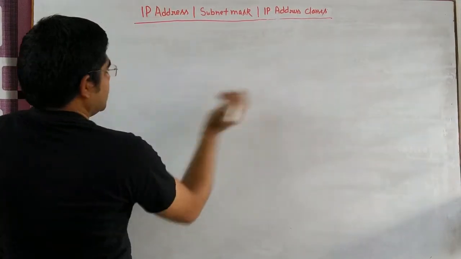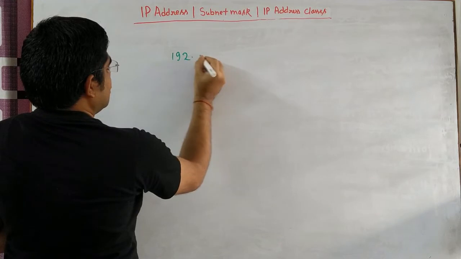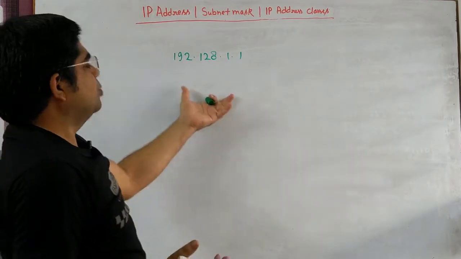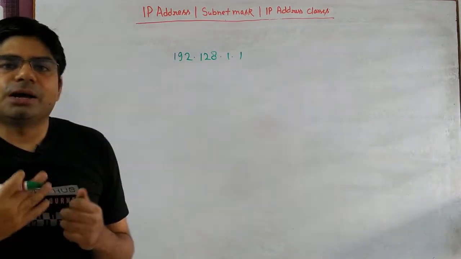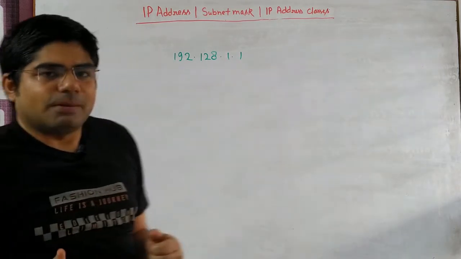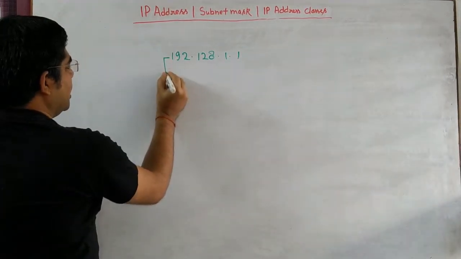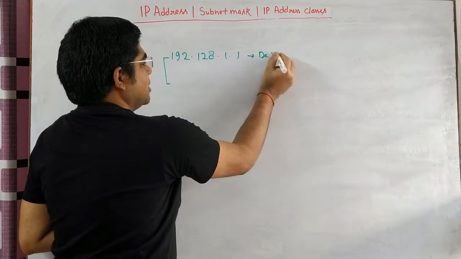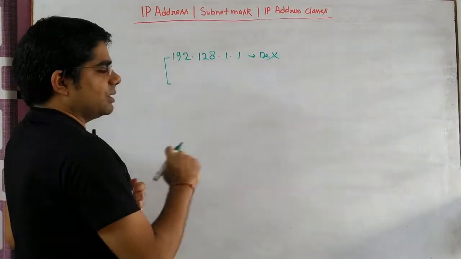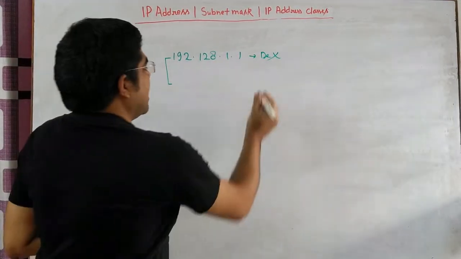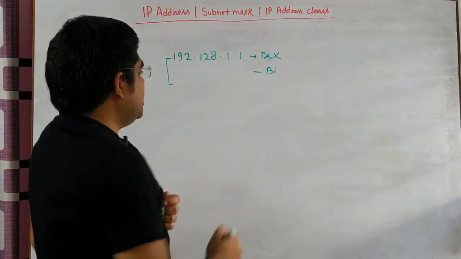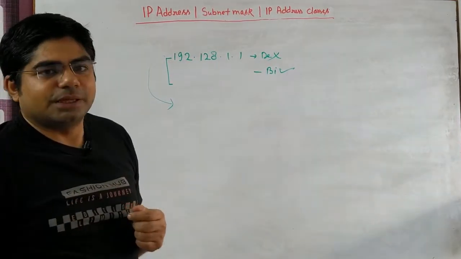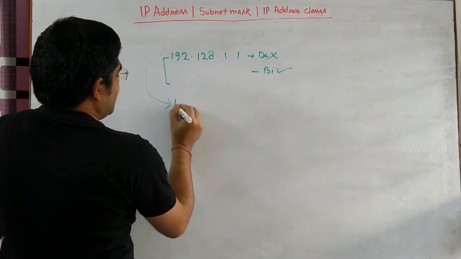If you take an example of an IP address, 192.128.1.1, this is an IP address. Normally you enter an IP address in your PC and it looks like this, but actually your computer or PC does not understand decimal numbers. What the computer understands is binary. So if the computer understands binary, then we need to convert this into binary.